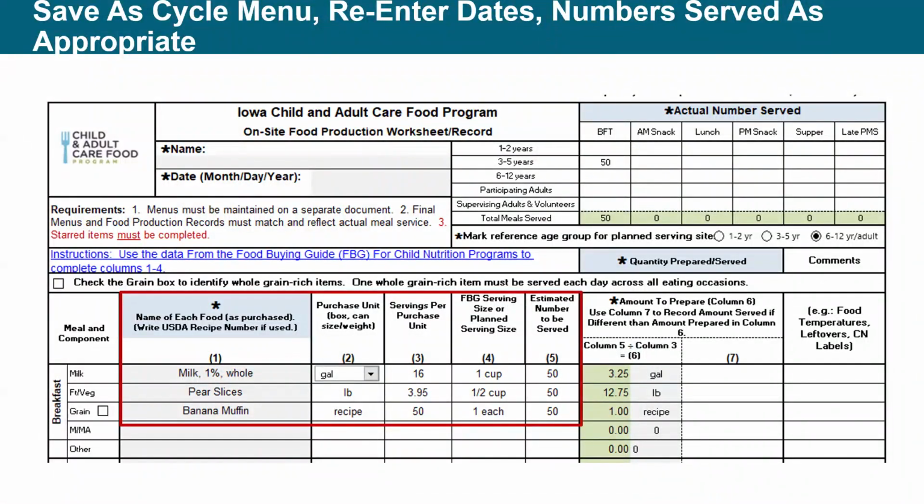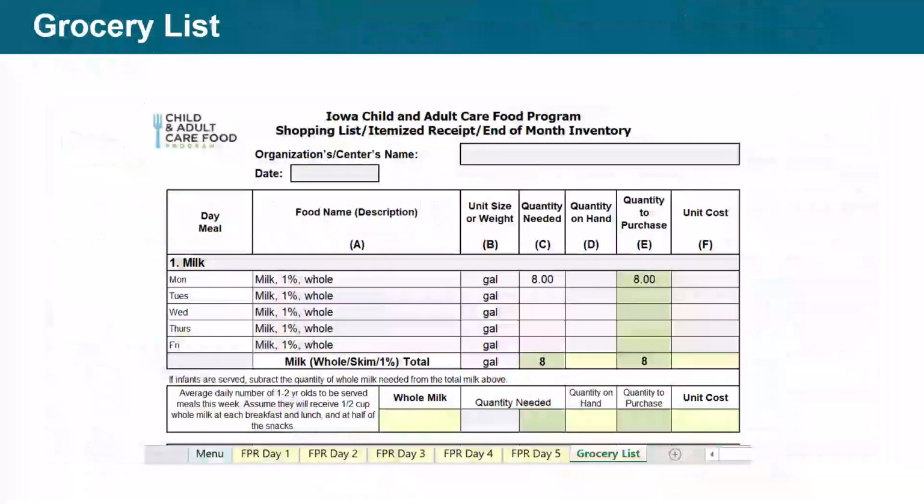If the enrollment changes over time, adjust the estimated number to be served. Only enter quantities on hand and unit cost. Unit cost may be used to calculate menu costs.